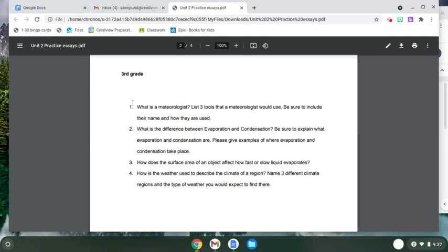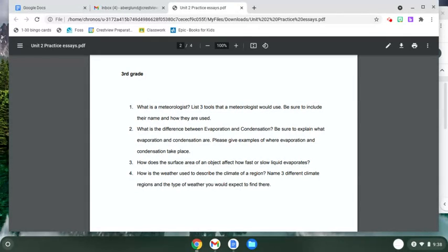Okay, so question 1. What is a meteorologist? List 3 tools that a meteorologist would use. Be sure to include their name and how they are used. So for this first question, you have to explain what a meteorologist is. And then first you can just list 3 tools that they would use, and then list their name and how they are used, or you could give me 1 tool and explain the function of it, how it is used, and the name of it. And then you could do tool number 2 and then tool number 3. You can answer this however you want, but you have to include 3 tools and explain their name and how they are used. So you can respond to this and pause this video, or however you want to.